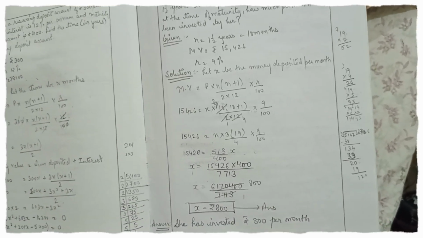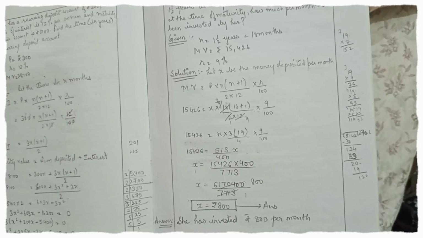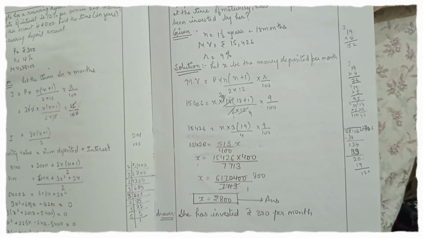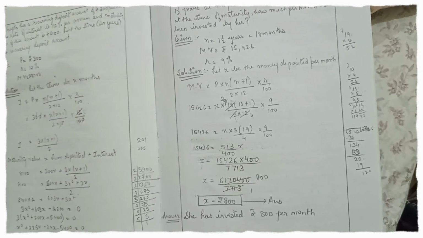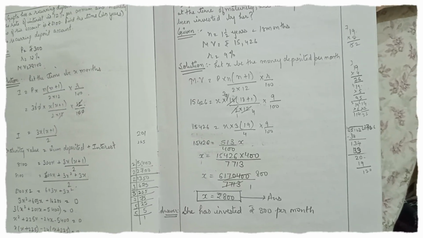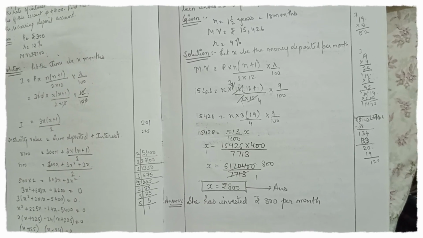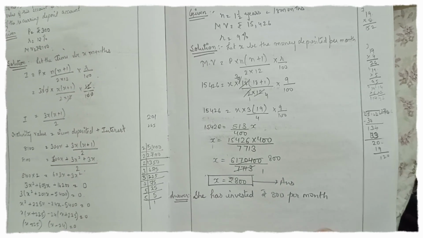N is equal to 1.5 years is equal to 18 months. Maturity value that is attained is rupees 15,426. R is equal to 9%. On substituting the values, we get X is equal to rupees 800. That is, she has invested rupees 800 per month.